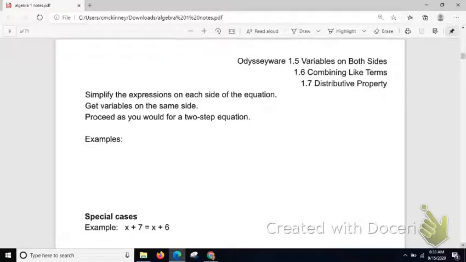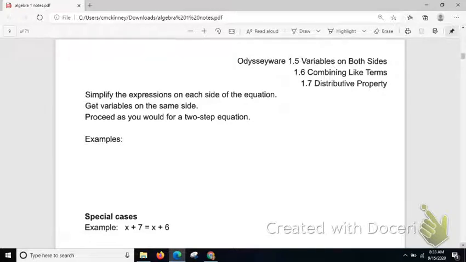So generally, the rules are that we want to simplify the expressions on each side of the equation, get the variables on the same side, then it's going to be a two-step equation. All right, so then you would just proceed as normal. You're going to get to a point that it looks familiar.